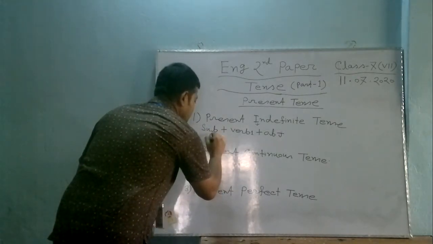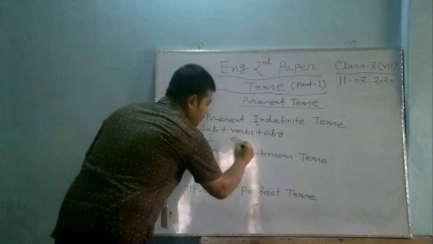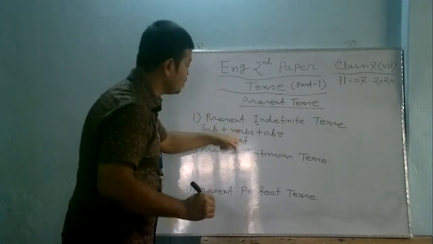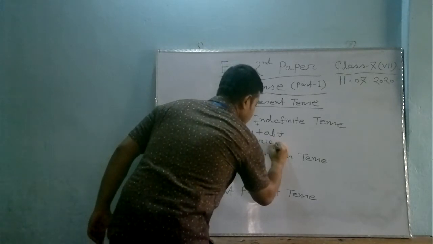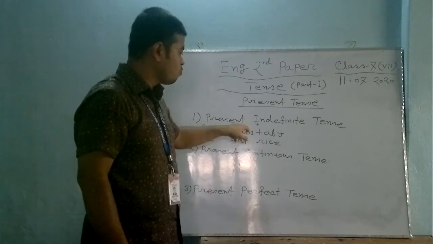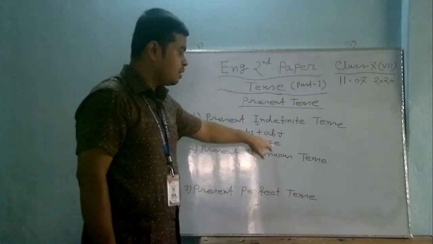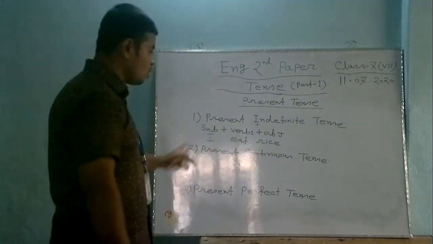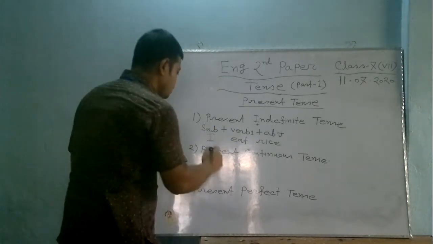Subject: I. Verb: eat. Obviously verb 1 means the present form of the verb, so eat. Object: rice. This is a sentence for present indefinite. Subject I, verb eat, and object rice. So, I eat rice.